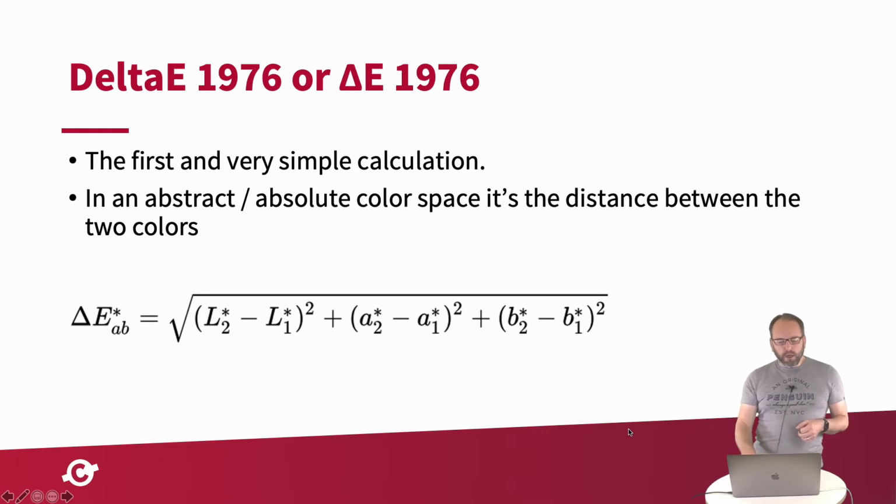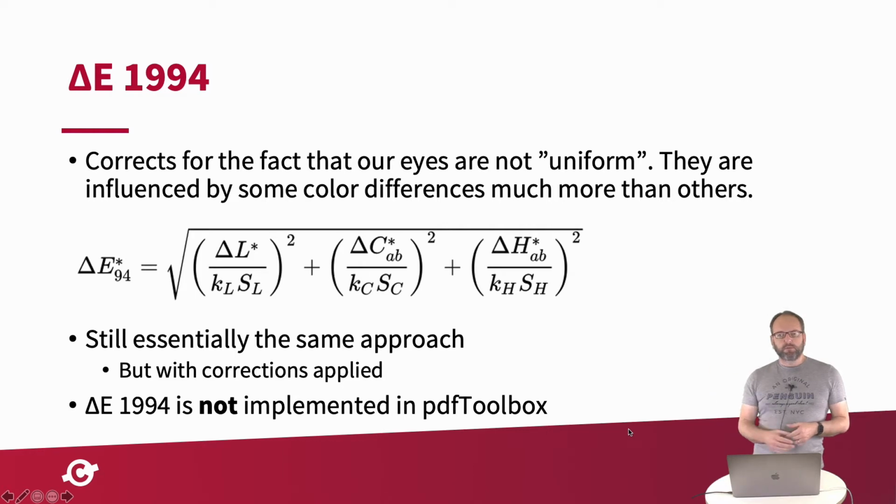But there are more modern calculations of delta E, and there is one, for example, from 1994. It's important to mention that this one is not implemented in pdfToolbox. And the other difference is, well, you can see that it's more or less the same approach. This looks a little bit similar to what we had before, but it looks already a little bit more complex. And in reality, it's more complex than what you see here, because there's a lot of stuff on there. This K, S, all these letters, sorry, that are used in this formula, it is not explained where that comes from. So in reality, there's a bunch of formulas behind this that let you calculate this. But the goal of this was to correct for the fact that our eyes are not uniform. They introduced correction factors to deal with that.